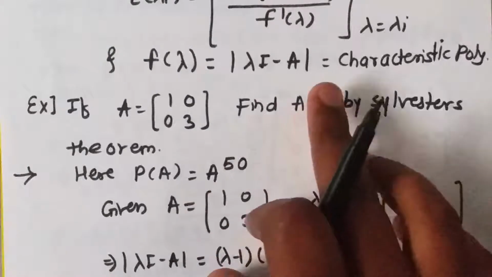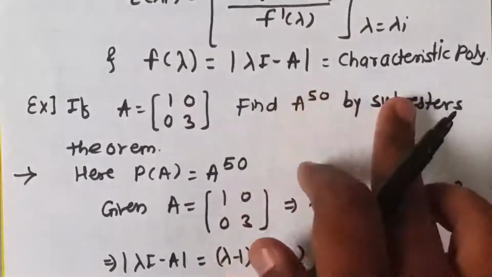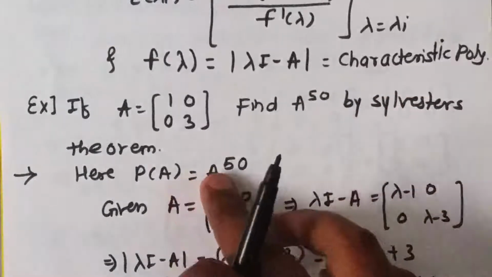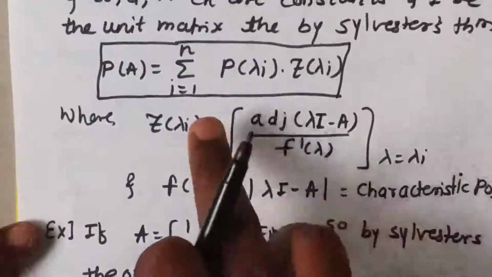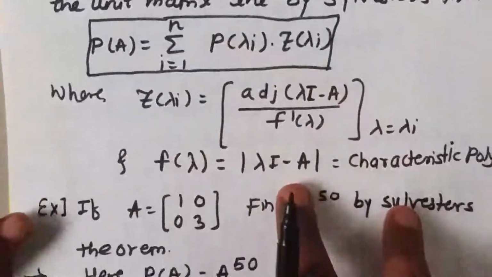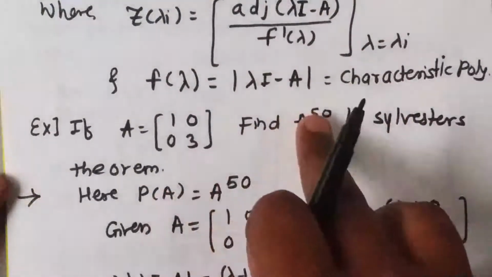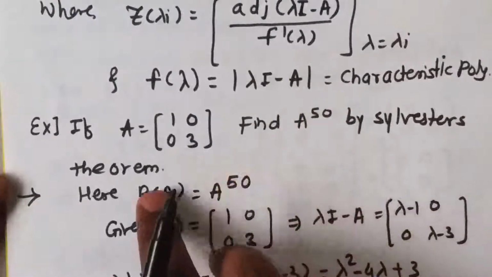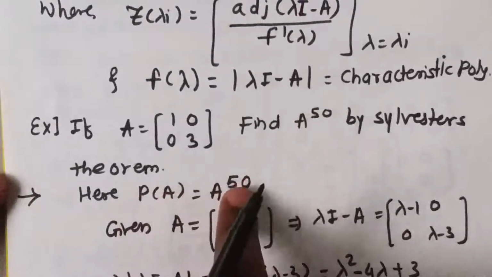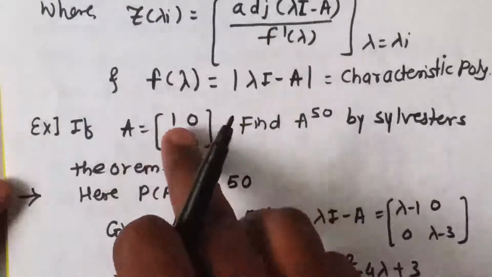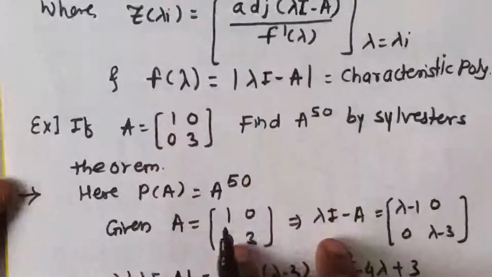Now whatever the value you are going to calculate using Sylvester's theorem, that value you need to denote by P of A, because this P of A we calculate using Sylvester's theorem, which is a polynomial in A raised to 50, or you can say function of A. So this is a function of A. This function we are going to calculate using Sylvester's theorem for this given matrix A.